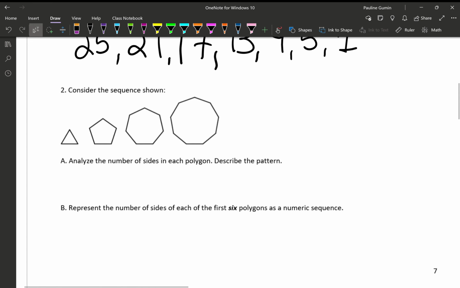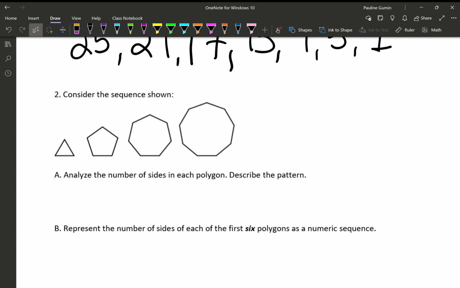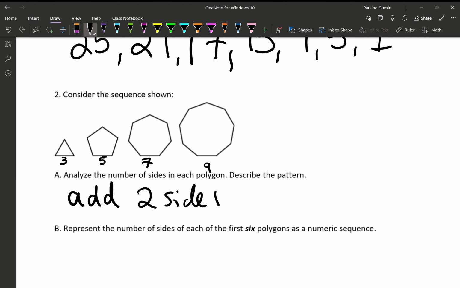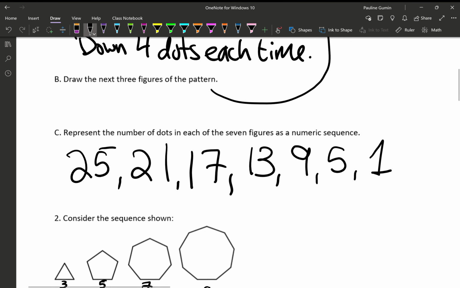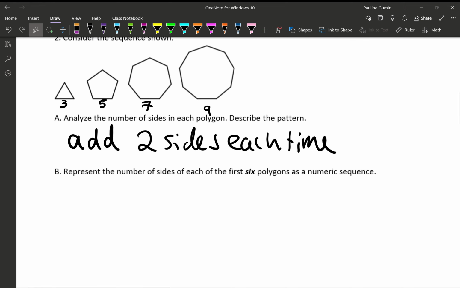Let's do the same thing for number 2. Let's analyze the number of sides on each polygon and describe the pattern. So, what's happening? Think about it. Pause it if you want to think, because I'll let you know. What's happening here is there's 2 sides being added each time. So triangle has 3 sides, then there's 5 sides, 7 sides, 9 sides. So add 2 sides each time. So that first pattern we saw was something getting smaller. This one's getting larger.